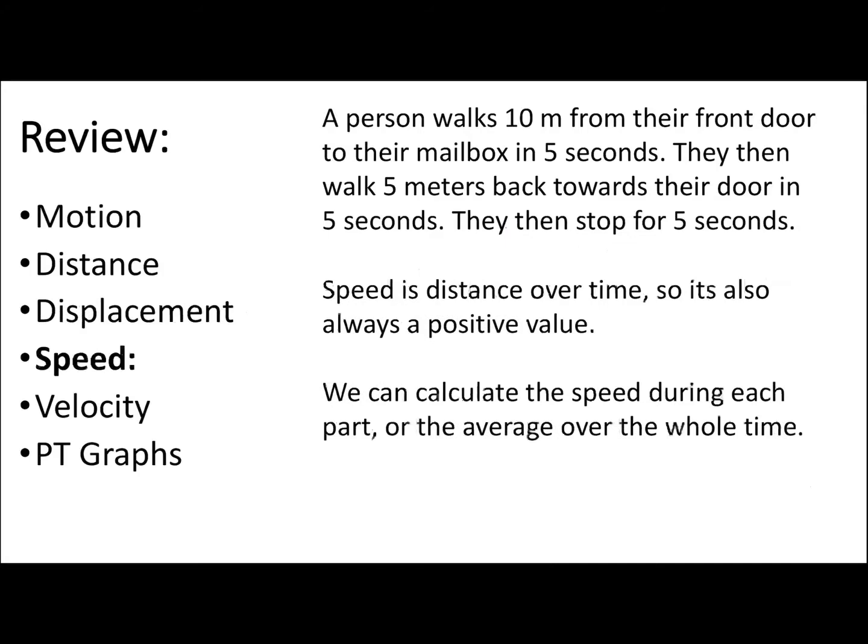For speed, a person walks 10 meters from the front door, and he does so in 5 seconds. Speed's just distance over time. So in A, how fast was he going initially? Well, 2 meters per second. In B, when he's moving backwards, he goes backwards 5 meters in 5 seconds. Should it be positive or negative? Doesn't matter. The negative, I should say, does not matter.